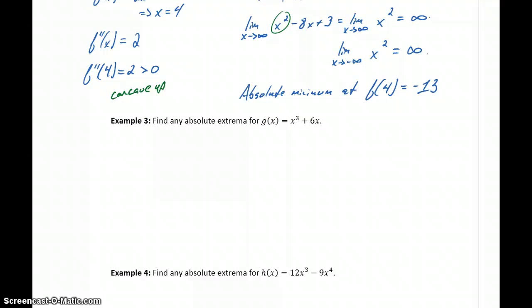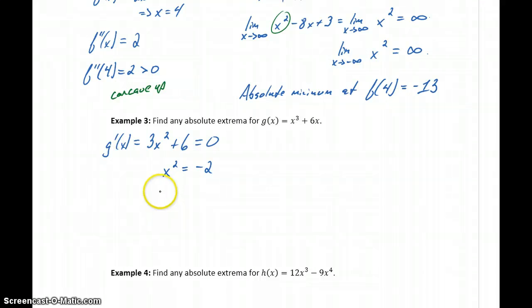In example 3, we have a similar start, no domain. So we start off by finding the derivative of our given function, which in this case will be 3x squared plus 6, and then set that equal to 0. So solving for x squared, we would subtract 6 over and then divide by 3, which gives us x squared equals negative 2.